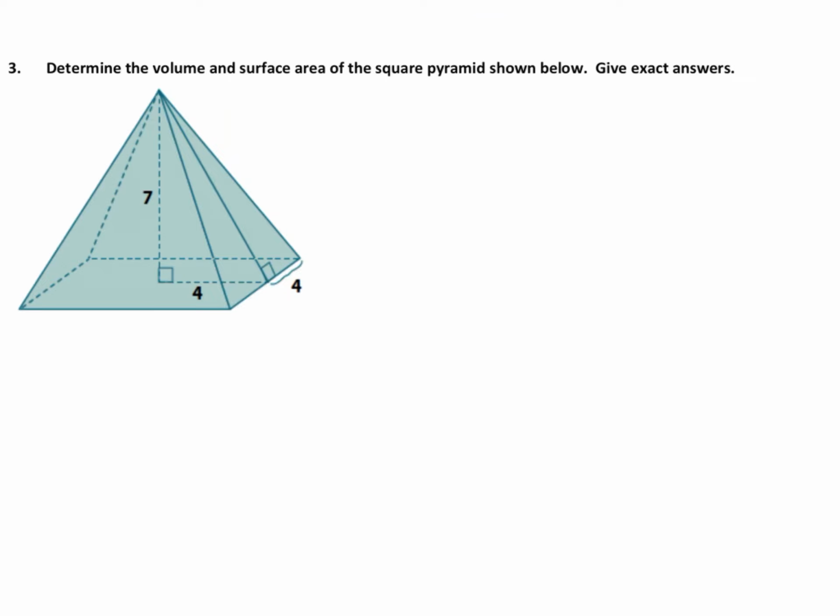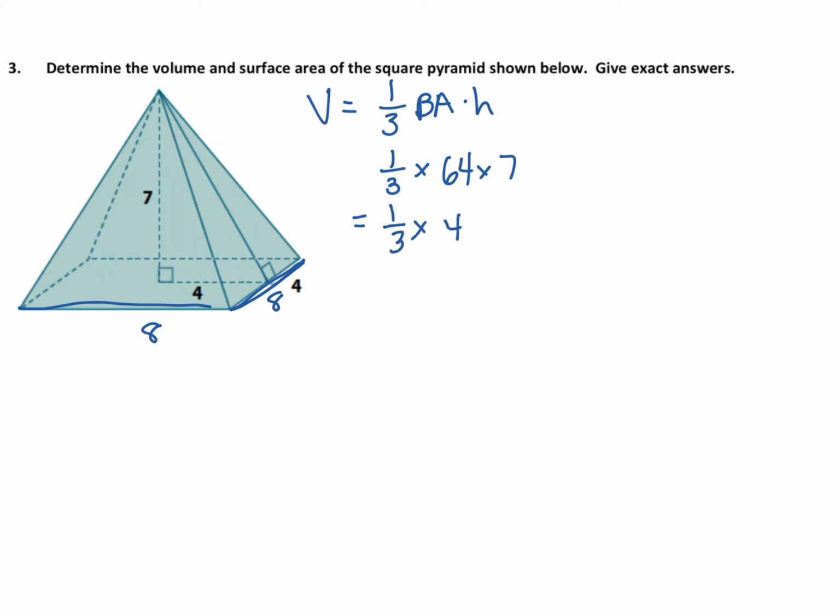Determine the volume and surface area of the pyramid shown below. Give exact answers. For the volume, we need 1/3 the base area times the height. This base is 8 by 8, and 8 by 8 has an area of 64, and its height is 7. 64 times 7 is 448.